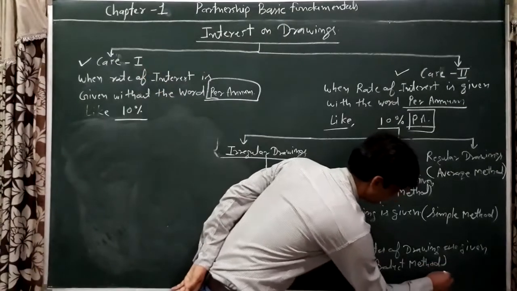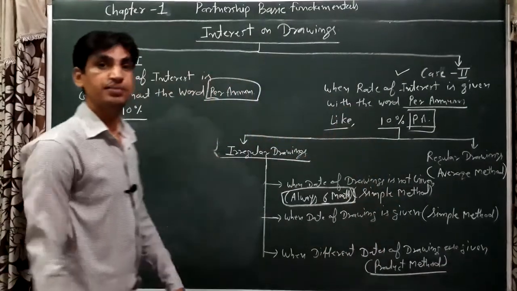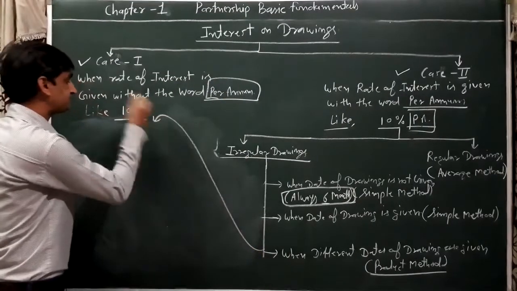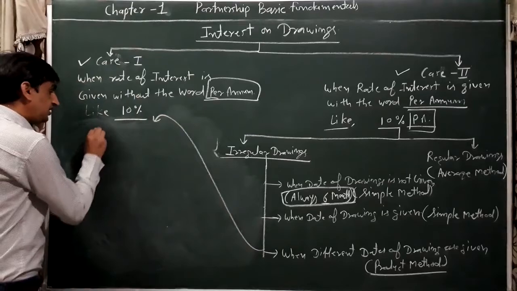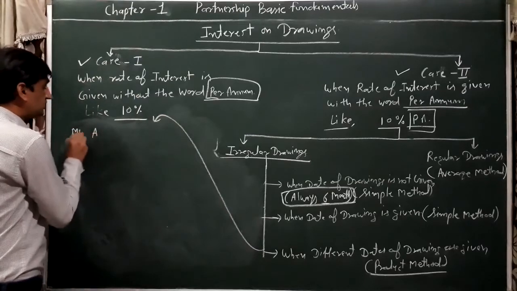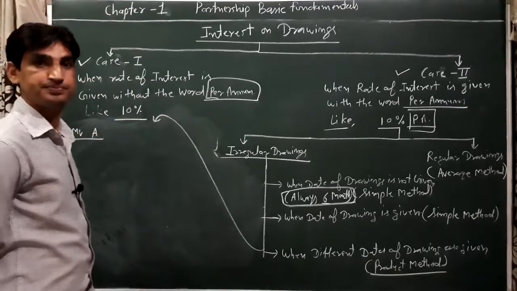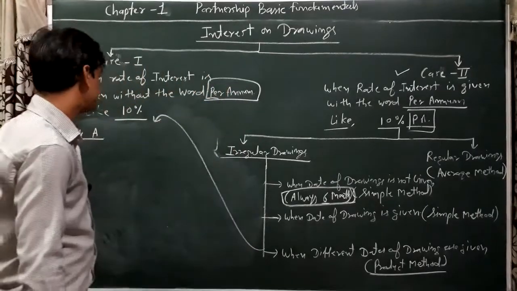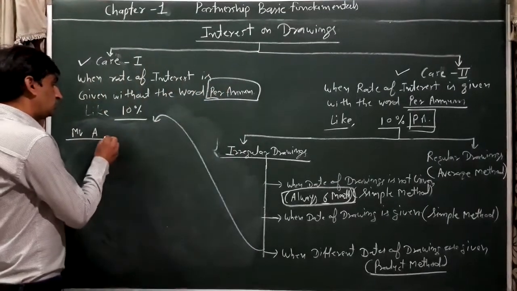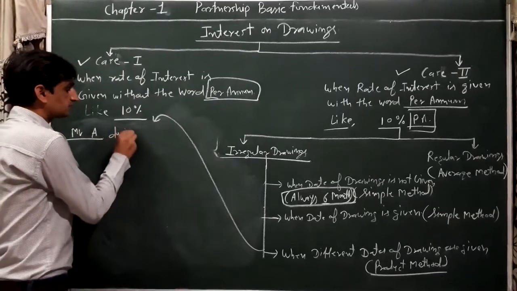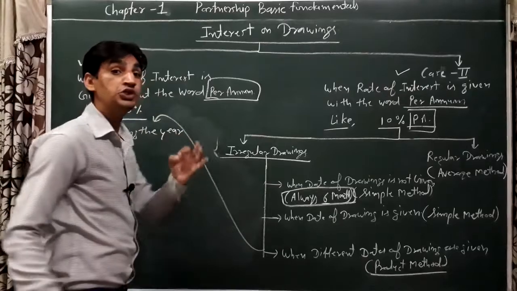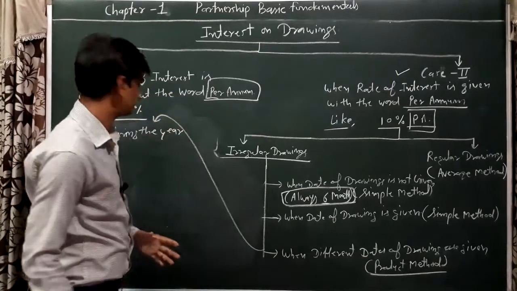As per product method. For example, we understand this concept properly. Mr. A is a partner in a firm. During the year, he withdrew the following amounts.